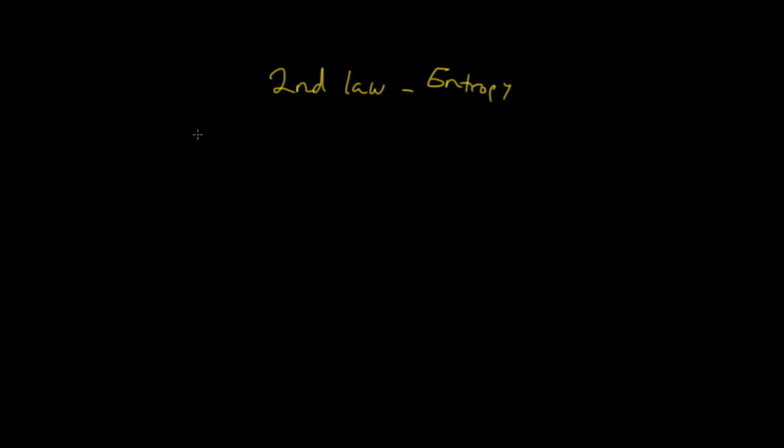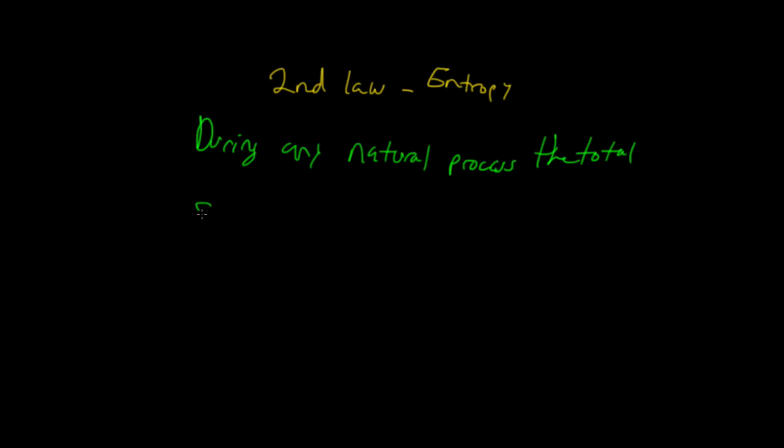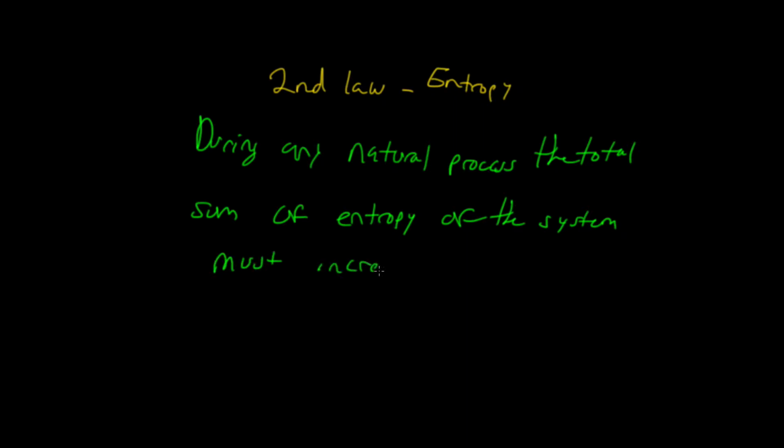Okay, so the second law states that during any natural process, and by natural process I just mean any process that could occur in nature, the total sum of entropy of the system must increase. We also call this the increase of entropy principle, but before we can truly understand this statement, we first must understand what in the world entropy is. So I'm going to explain that now.